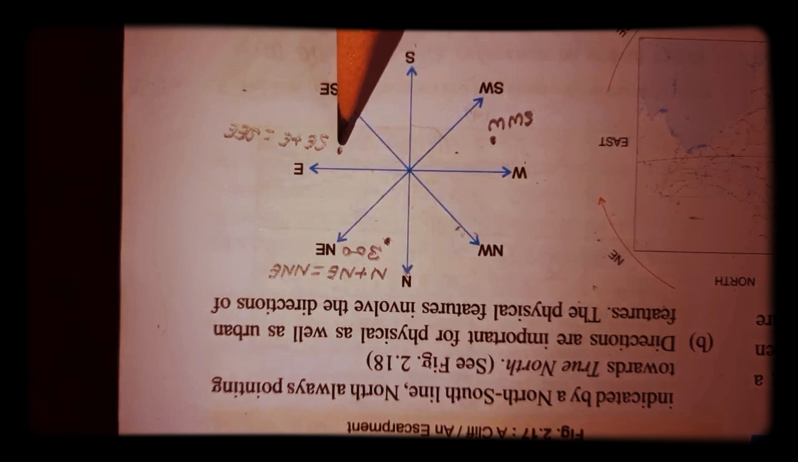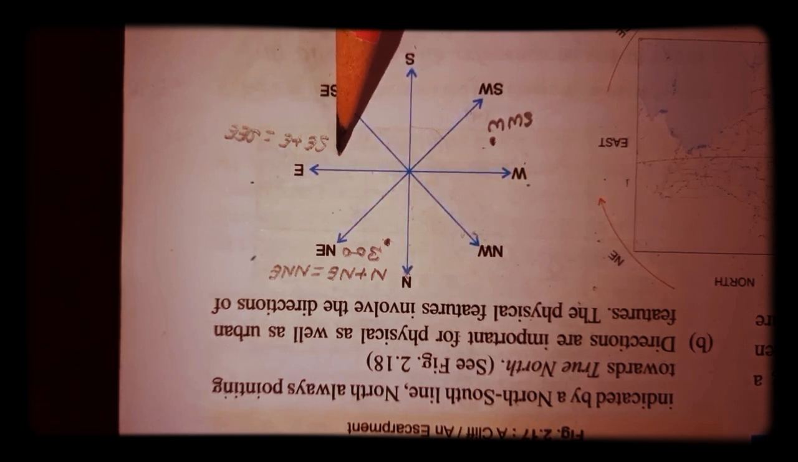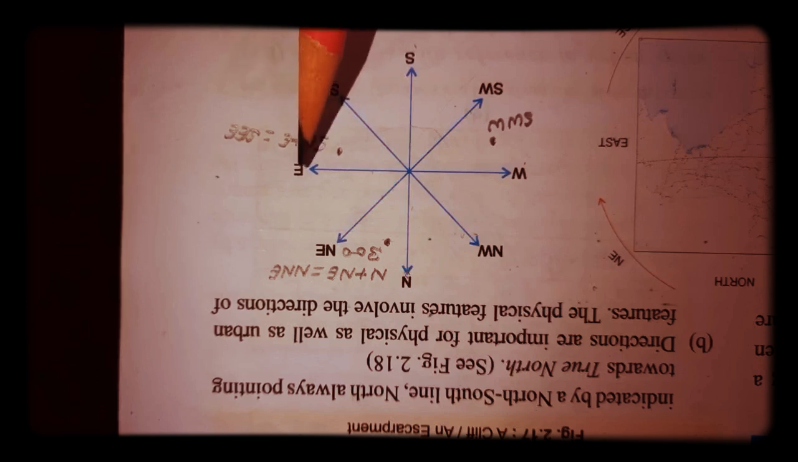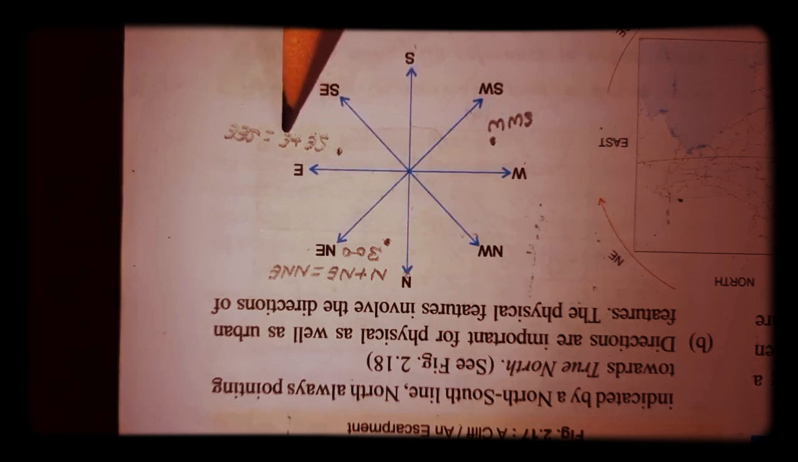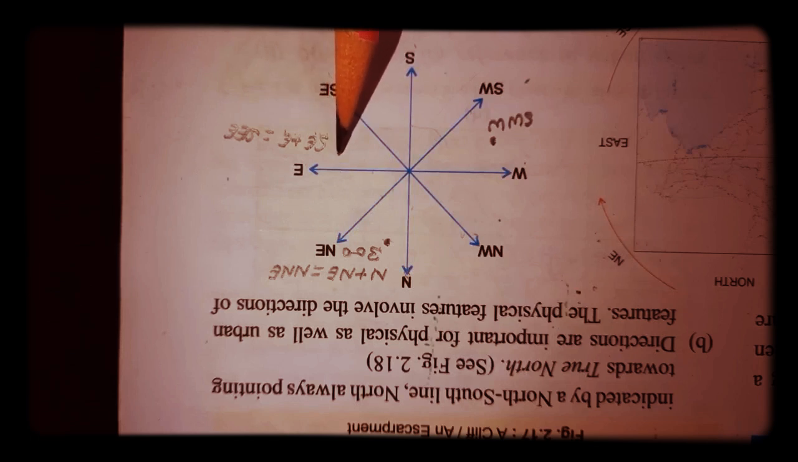In the same way, suppose any feature is here, then what is the direction? It falls between southeast and east. So southeast plus east. So what will it be? South-east-east. In this way we will say the direction of that particular point is east-southeast. So this is about the cardinal points.